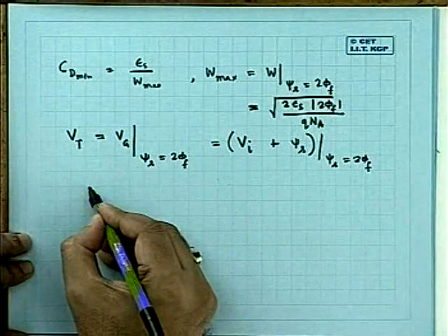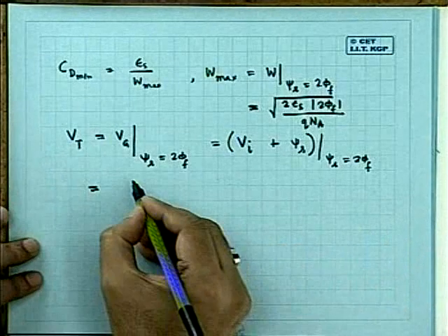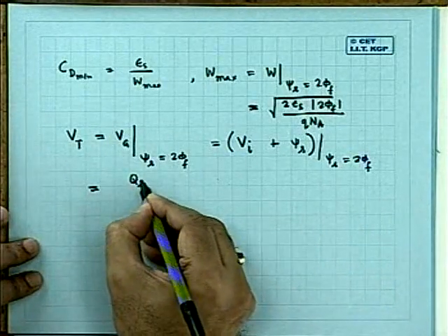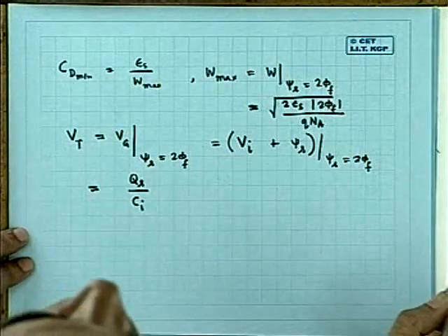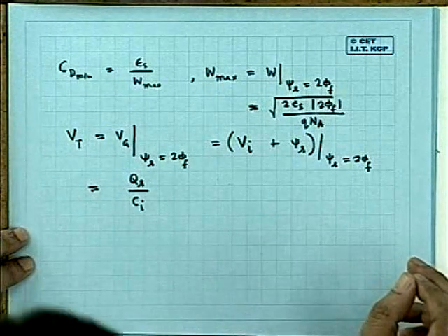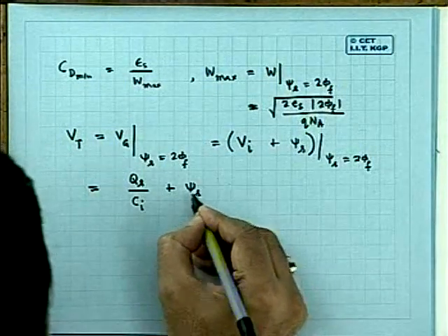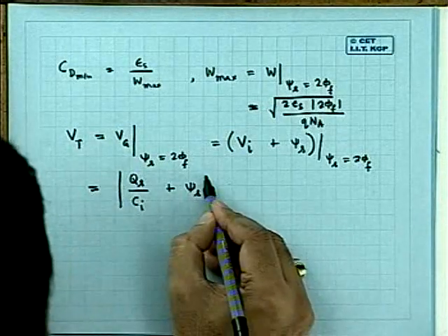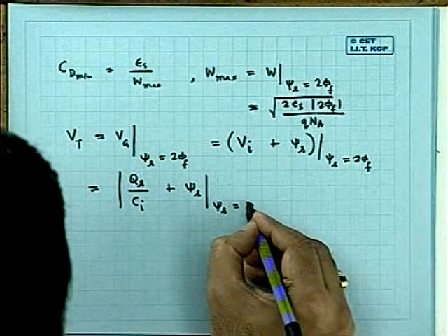And then what is the expression for Vi? Vi is equal to Qs, you remember I wrote it earlier, Qs divided by Ci from Gauss's theorem, plus again psi s, and everything for psi s equal to twice phi f.